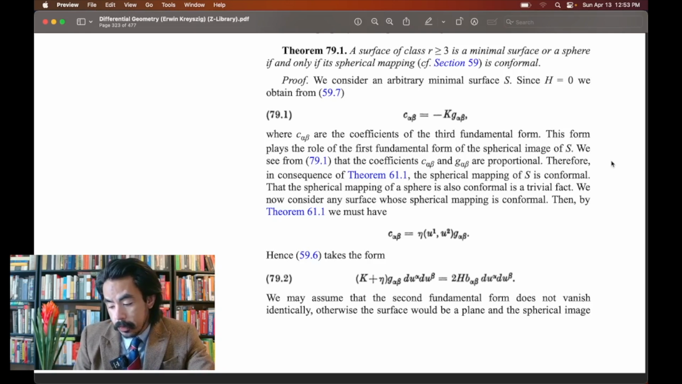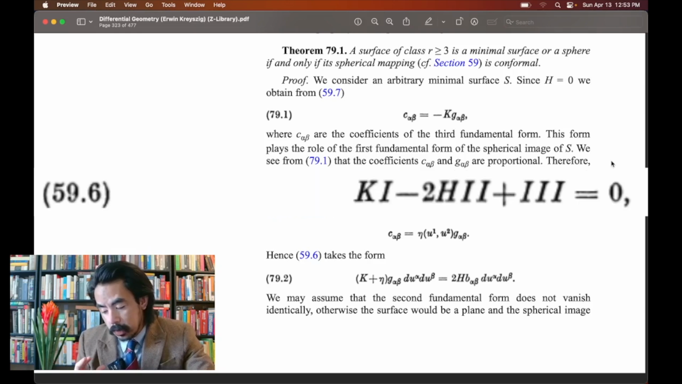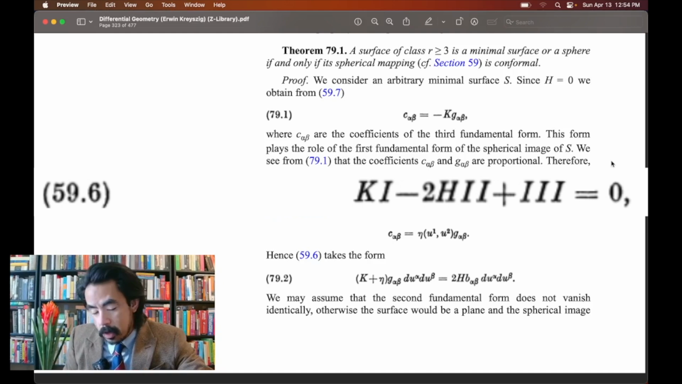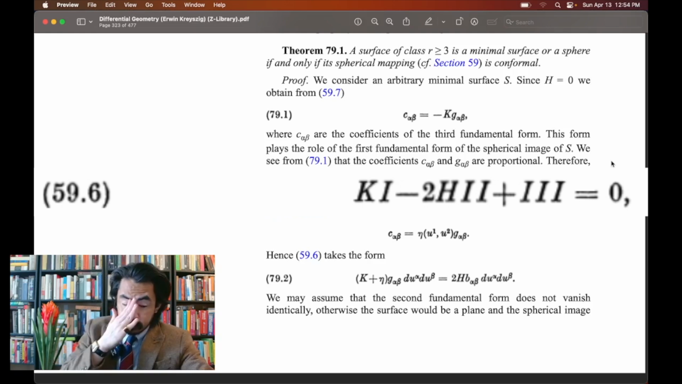Hence, the statement of 59.6, which is really the relation that ties together the first, second, and third fundamental forms. Namely, we have capital K, which is Gaussian curvature, times I, the first fundamental form, minus 2 times capital H, the mean curvature, times the second fundamental form, plus Roman numeral 3, the third fundamental form, all equals 0.